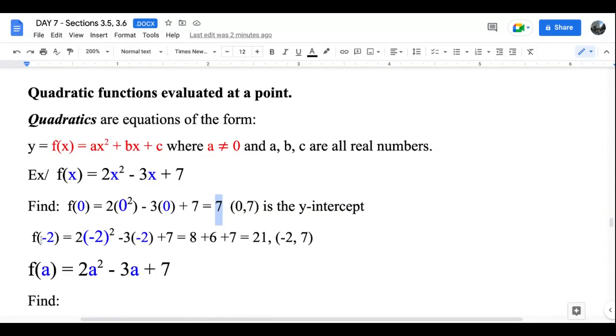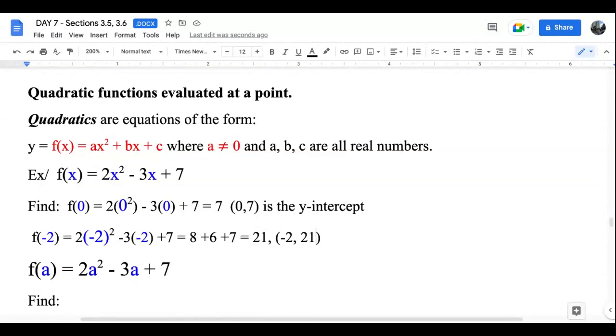Let's evaluate at negative 2. We do 2 times negative 2 squared minus 3 times negative 2 plus 7. Then we simplify. Hold on, let me check. Negative 2 squared is positive 4. 2 times 4 is 8. Negative 3 times negative 2 is positive 6. So 8 plus 6 is 14. 14 plus 7 is 21. That's right. So (negative 2, 21) is a point on this quadratic.